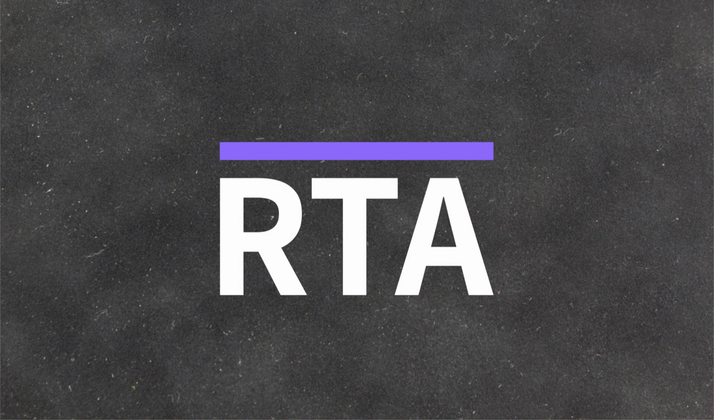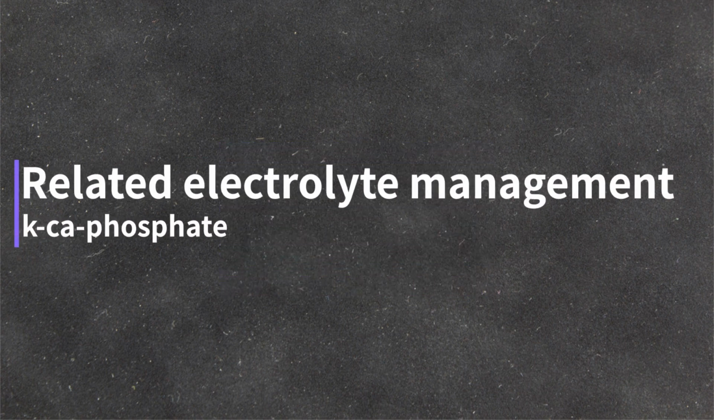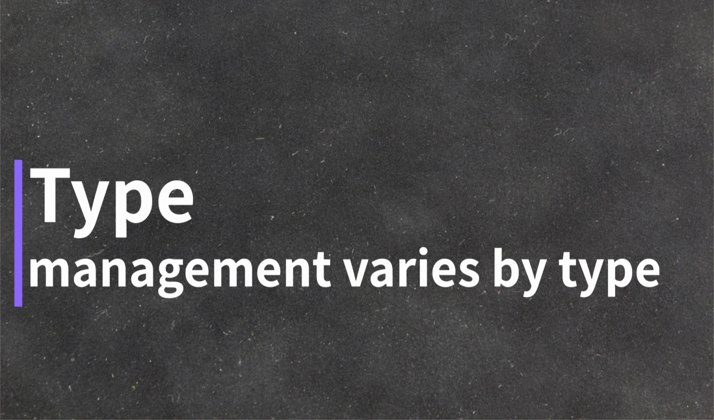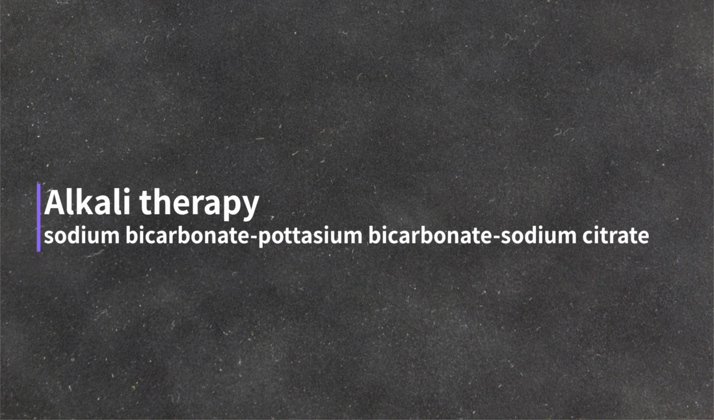Management. We will take the letters R, T, A to remember the management. R for related electrolyte management such as potassium, calcium, and phosphate. T for type, as management varies by type. Letter A for alkali therapy such as sodium bicarbonate, potassium bicarbonate and sodium citrate.